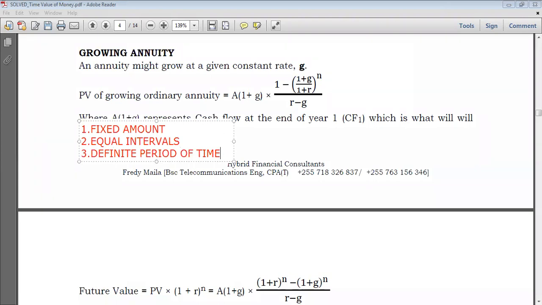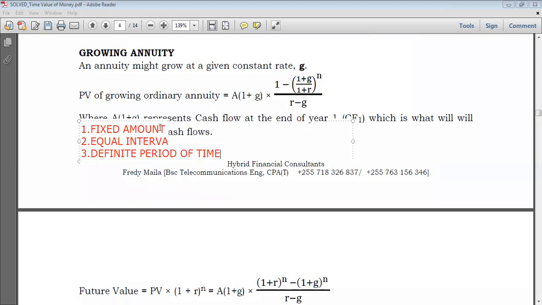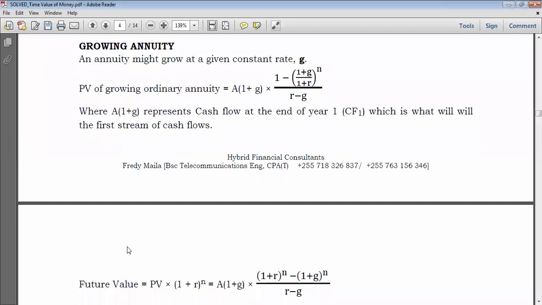Now, when speaking of something called the growing annuity, we just go against one of these rules. Which rule are we going to go against? Since we set the fixed amount, our amount now will not be fixed. So the amount would be variable, usually at a constant rate. Variable at a constant rate. This is what we'll see. Now, let's just proceed and take a look so that we know what we have to do.